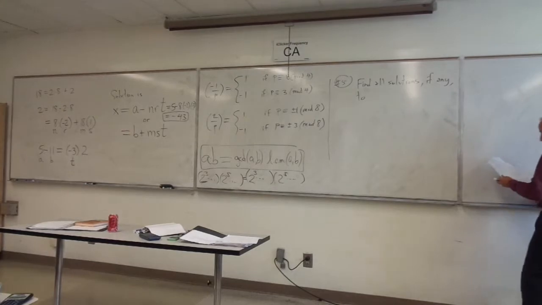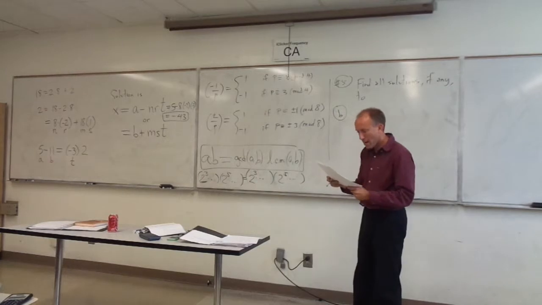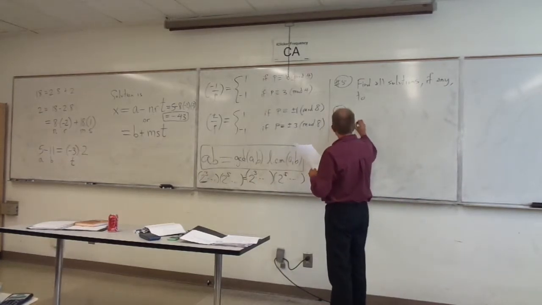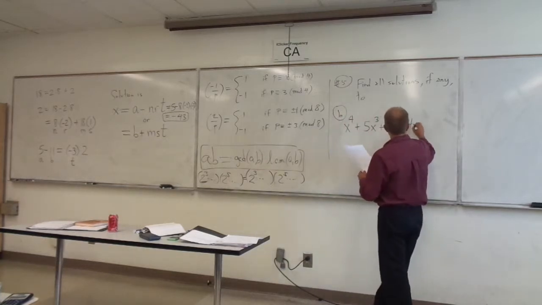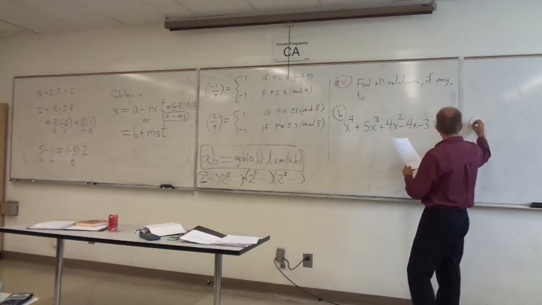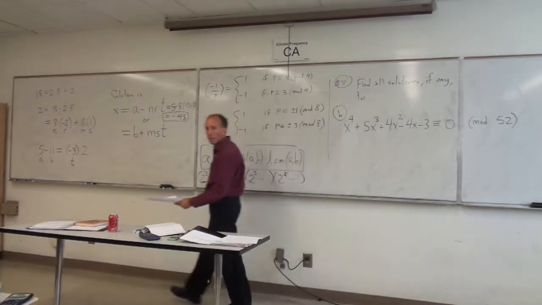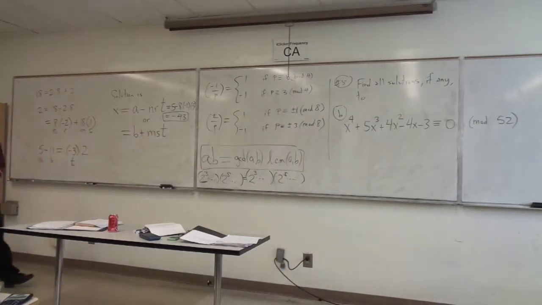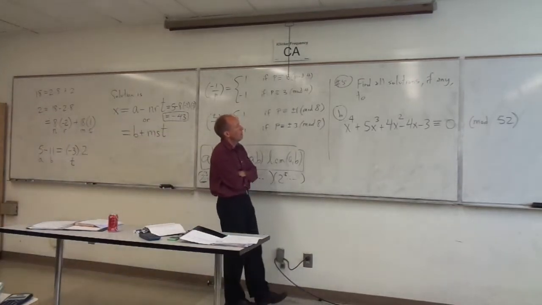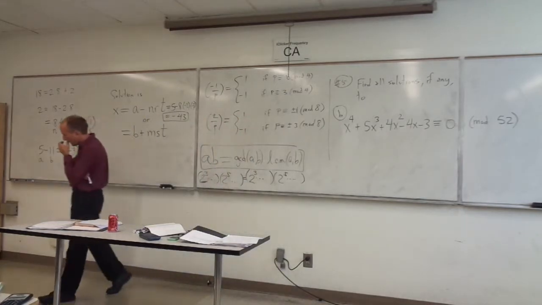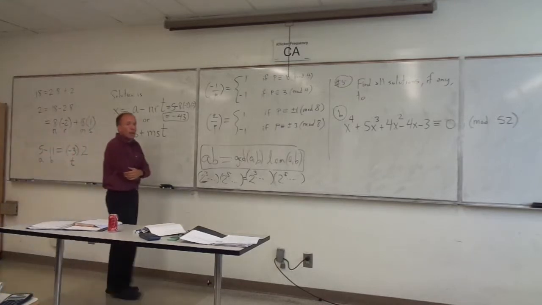Let's try this one. Find all solutions, if any, to, here's part B. x to the 4th plus 5x cubed plus 4x squared minus 4x minus 3 congruent to 0 modulo 52. Any thoughts here?